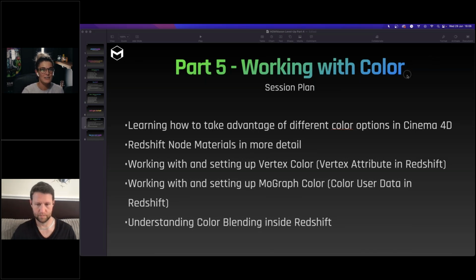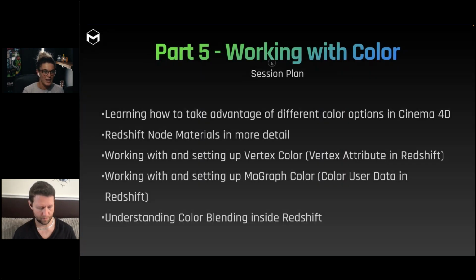But yeah, the idea is we're going to be looking at how to set up different color options inside of Cinema 4D. If anyone doesn't know, we can take Vertex Maps and Vertex Map Color, and then use that inside of Cinema 4D and in particular inside of Redshift to control changes of textures, changes of displacement and bump, and create some really advanced looking animated shaders.